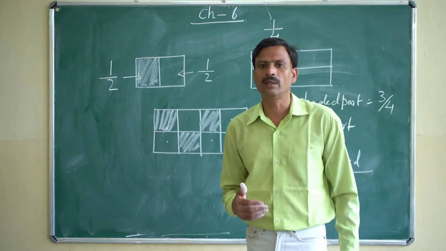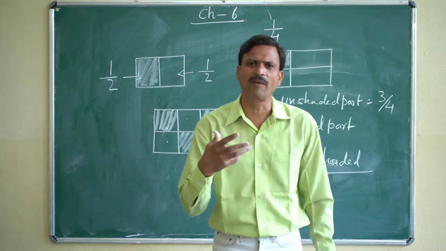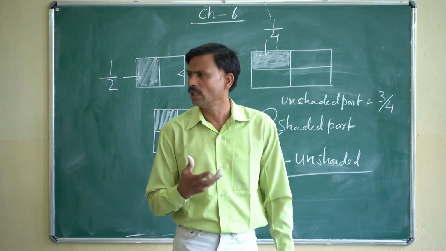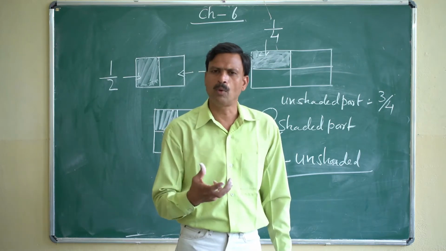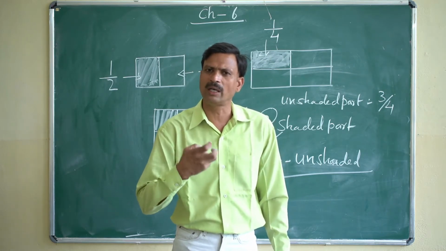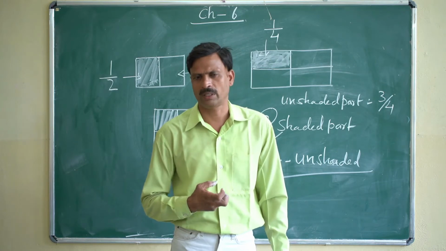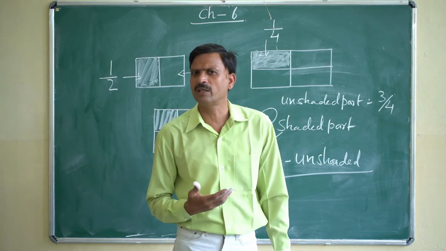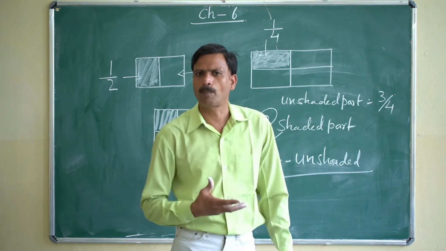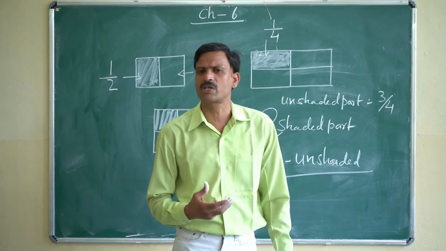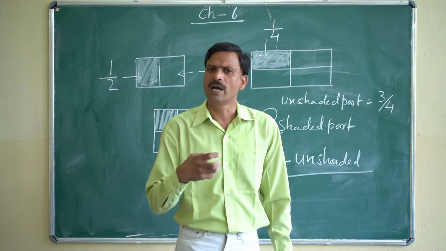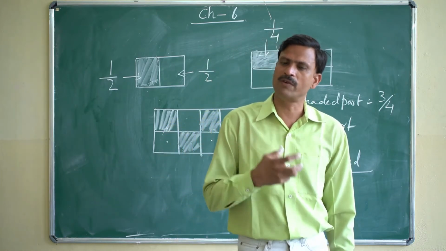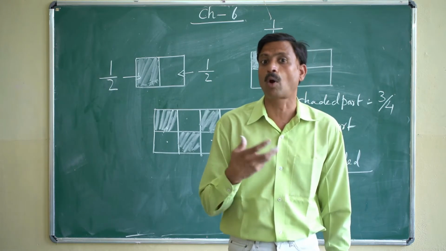Now the fraction has different kinds. Okay, in the fraction definition I told that a fraction is composed of a numerator and a denominator. That is called the fraction. Now fractions are of different types like proper fraction, improper fraction, mixed fraction, like fraction, unlike fraction. Okay. So first I am telling you about the proper fraction.